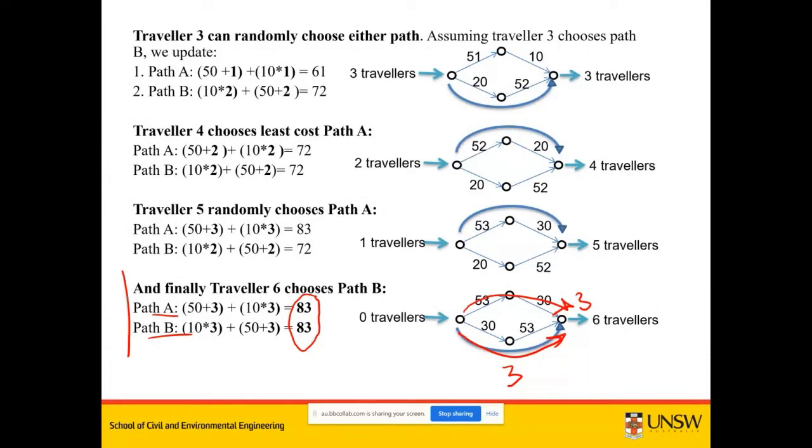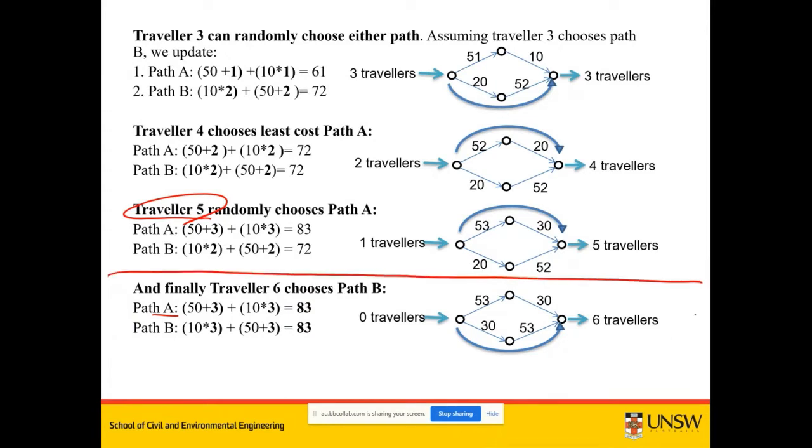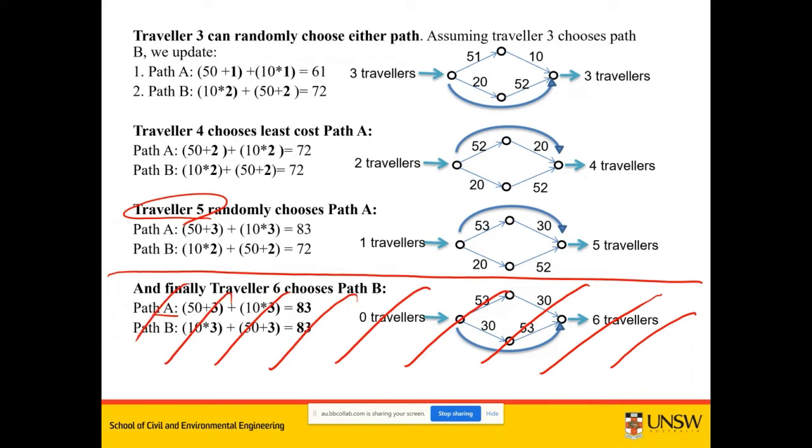So that is called incremental loading. But I can ask an interesting question here. What if we only had 5 travelers? So we would have probably stopped here. If we only had to load 5 people in the network, we didn't really have this last step, right? So what we will end up with in this case is 83 and 72, right? So it is not equilibrium, but you can argue it is close to the equilibrium because the travel times are close enough. 83, 72, close enough.